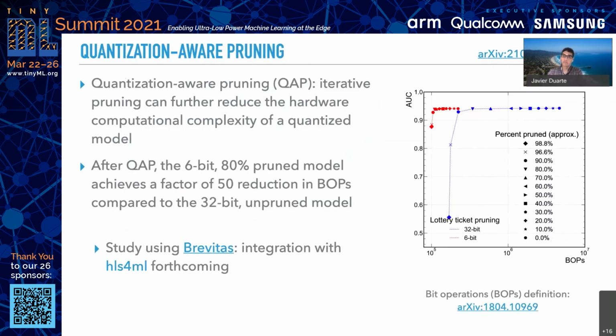An additional approach that we've been exploring is quantization-aware pruning, which is an iterative pruning on top of the quantization-aware training. For this specific neural network example, after QAP, this 6-bit model can be pruned by 80%, which achieves another factor of reduction in bit operations, a way to measure the hardware complexity. This study was done with Brevitas, a PyTorch-based quantization library, which we're planning to integrate with hls4ml soon.